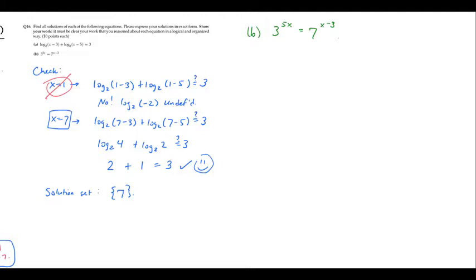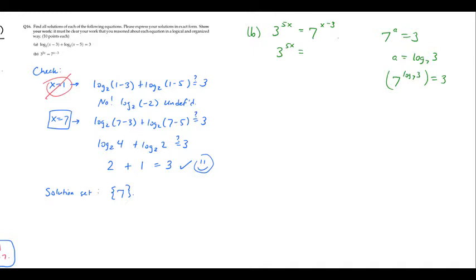I could make them have the same base, and there's a process for that. Like I could say, well, let's let 7 to the a equal 3, and that means the a needs to be log base 7 of 3. So then I could say, well, 7 to the log base 7 of 3, that's equal to 3. And I could rewrite this equation as 3 to the 5x equals, let's see.